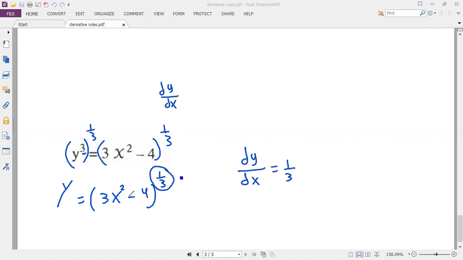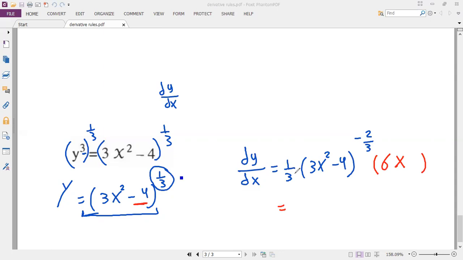Then find the derivative of this function. dy over dx is going to be equal to 1 over 3, multiplied by the derivative of the bracket as a whole chunk, 3x squared minus 4, then subtract 1 from the power. It's going to be negative 2 over 3, multiplied by the derivative of what is written inside the brackets. So for 3x squared minus 4, the derivative is going to be 6x. Don't forget the derivative of negative 4 is 0.